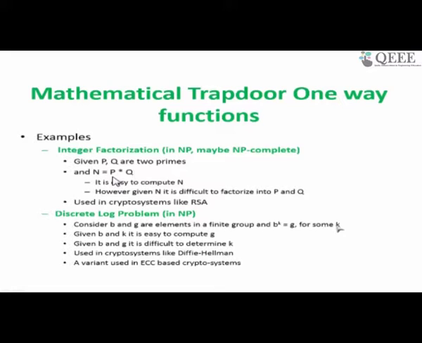So in other words, if you're given some element b and some number k, it is quite easy to compute b to the power of k to give you another element called g, right? Given b and k, it is easy to compute g. On the other hand, if you're just given b and g, it is very difficult to find out what the exponent k was. So this is the inverse problem: given b and g, it is very difficult to determine what k is.